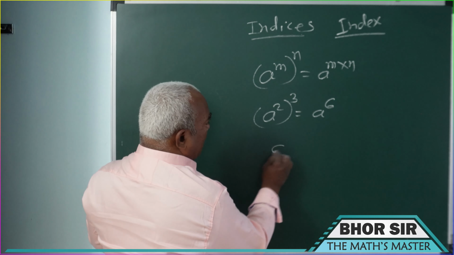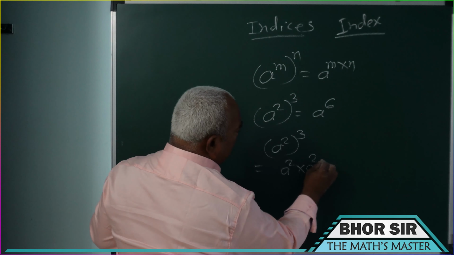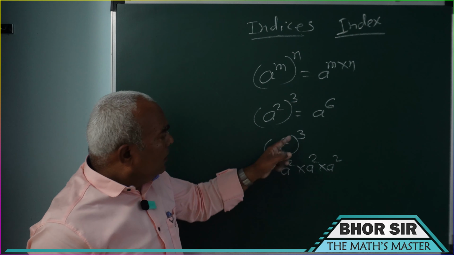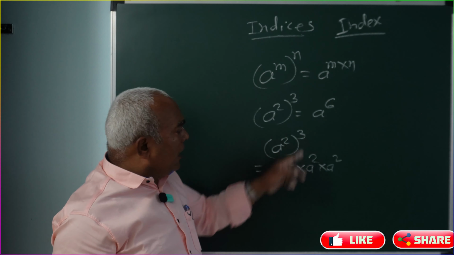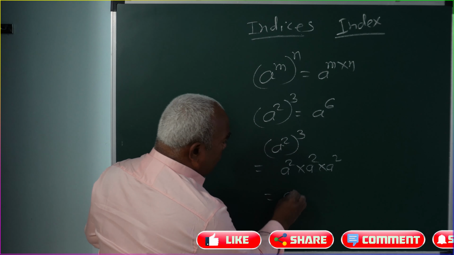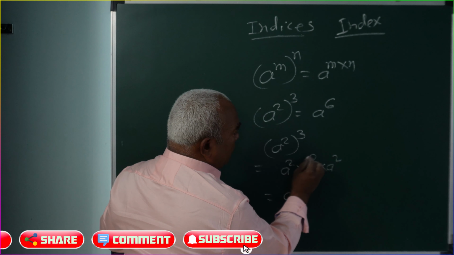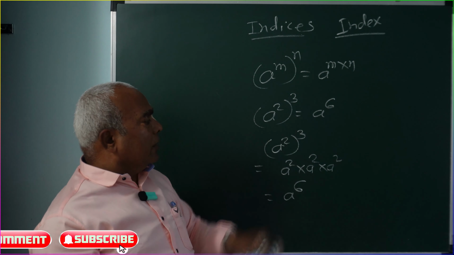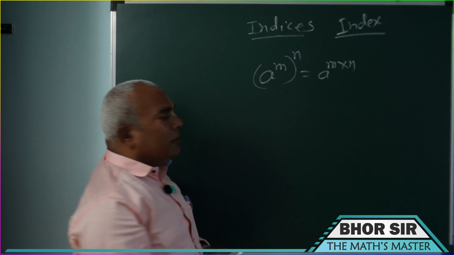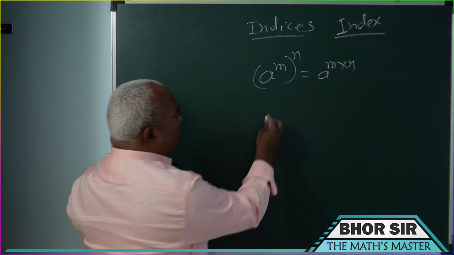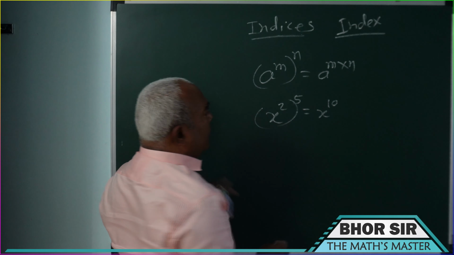How? See now here, a square cubed. What will the answer be? a square multiplied by a square multiplied by a square. This is the cube of a square, meaning a square 3 times: a square into a square into a square. Now by the rule we know that if there is multiplication, we should do addition of indices. 2 plus 2 plus 2: 2 plus 2 is 4, plus 2 is 6. This way the answer comes. Therefore, we do multiplication this way: a raised to m, raised to n, the answer becomes a raised to m multiplied by n. Double index. Suppose x square raised to 5, the answer comes x raised to 10.